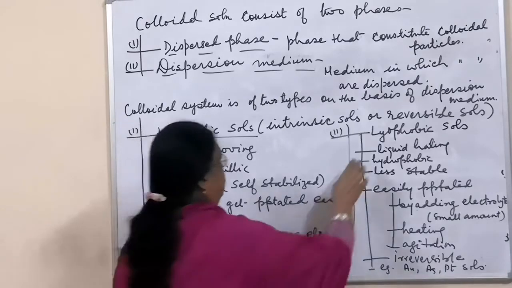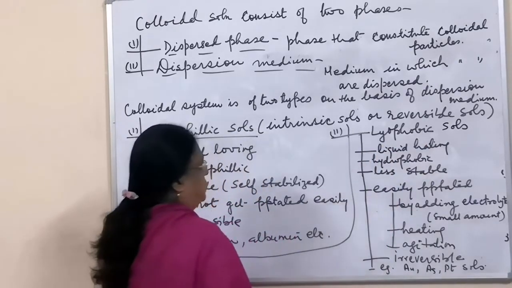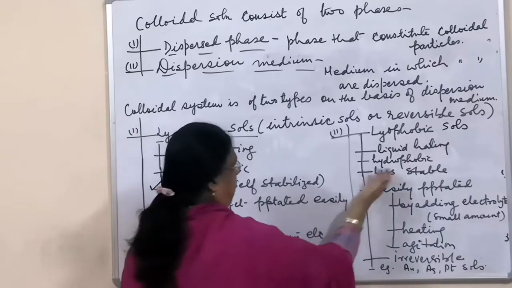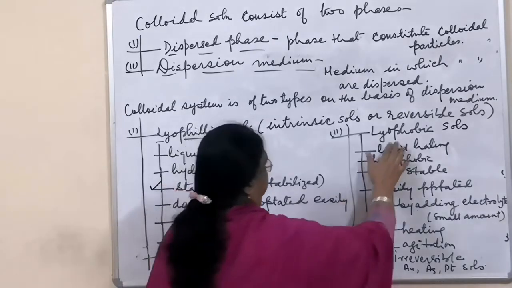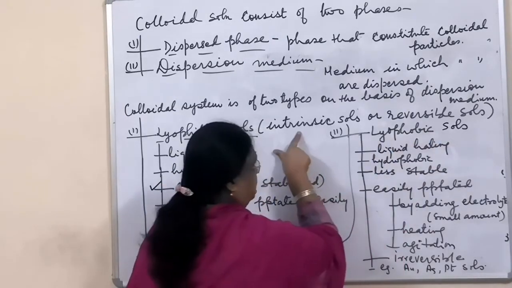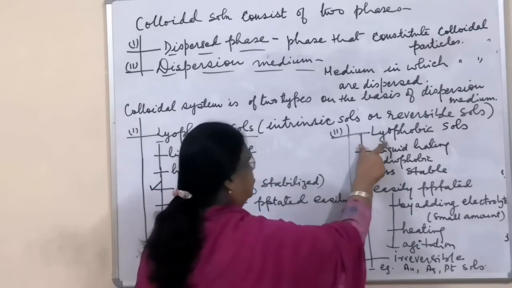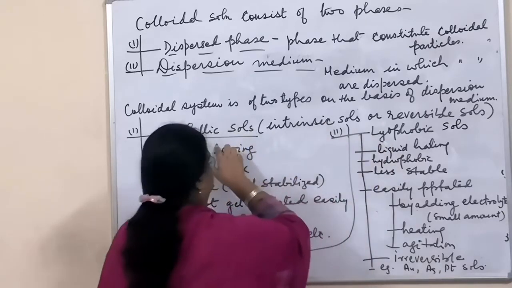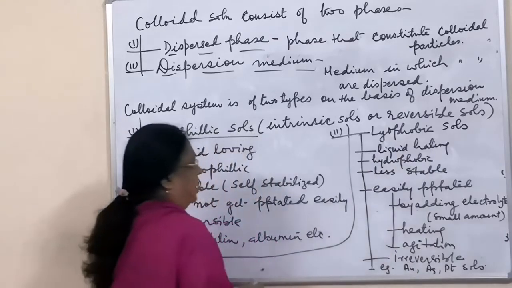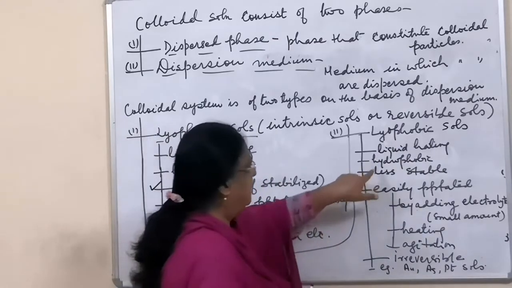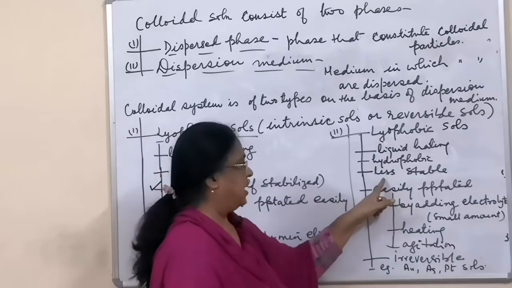Then the second kind is lyophobic. Lyo is liquid, phobic means hating. So liquid hating. If it is water hating, hydrophobic; benzene hating, benzophobic, and so on. Lyophobic sols are also called extrinsic. Lyophilic are intrinsic, so lyophobic are called extrinsic sols. Lyophilic sols are reversible, so lyophobic sols are irreversible. So you can note the other names of these also. And these were stable, but these are less stable.